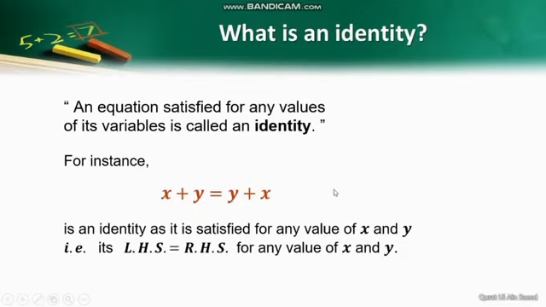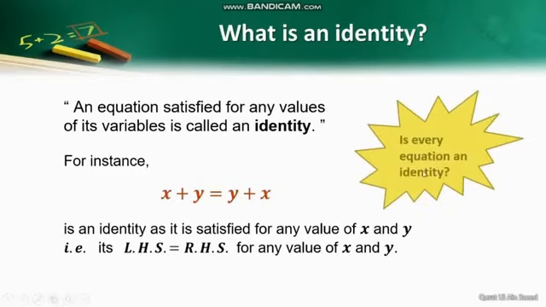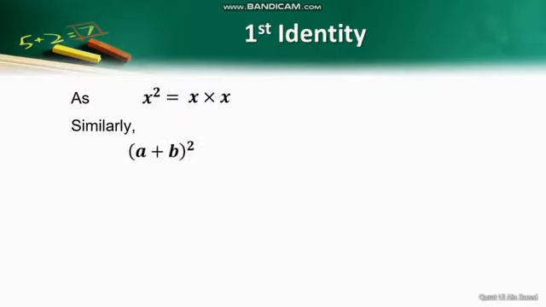Now there's some food for thought for you. You have to answer this question. Is every equation an identity? Think upon it. Let's begin with the first identity. As we know that the square of any number can be written as its product with itself. So we can write x square as x multiplied by x. Similarly, the square of a plus b can be written as a plus b multiplied by a plus b.